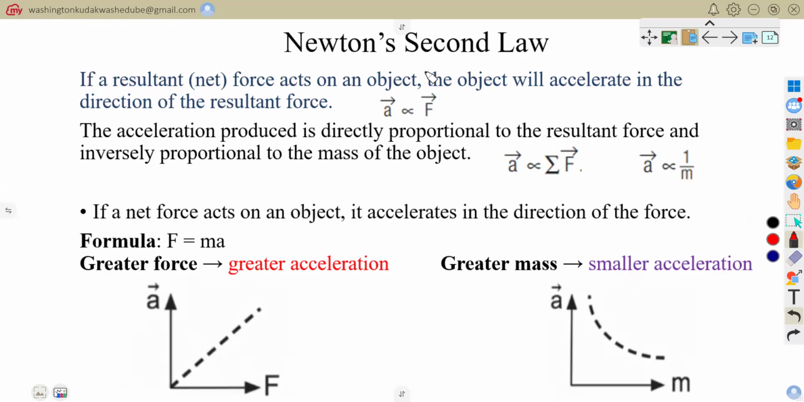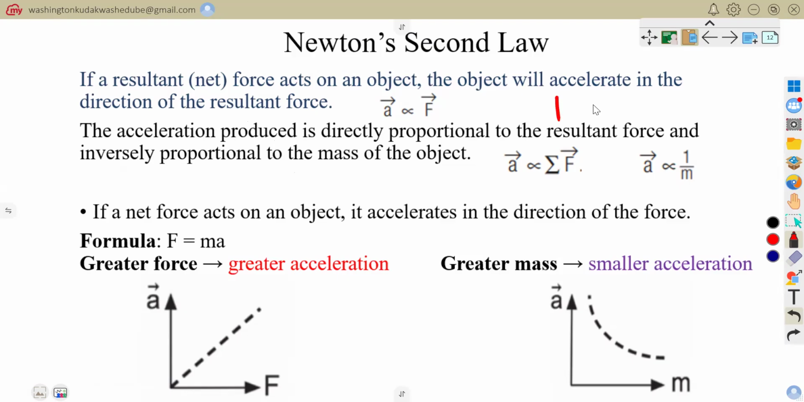Now allow me to go to Newton's second law. Newton's second law states that if a net force acts on an object, the object will accelerate in the direction of the resultant force. And once the object starts accelerating, the acceleration produced is directly proportional to the resultant force and inversely proportional to the mass of the object.